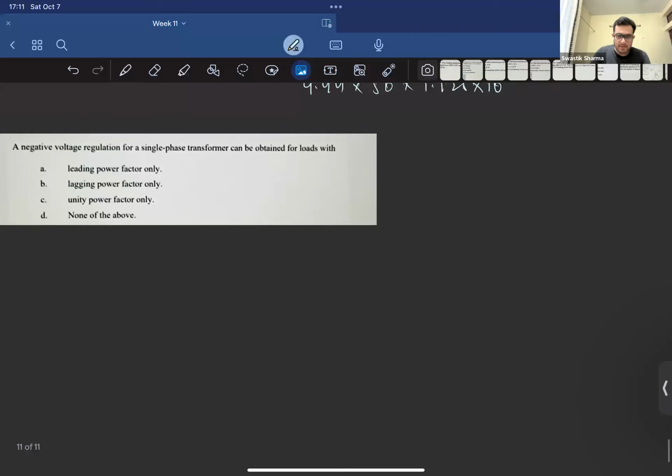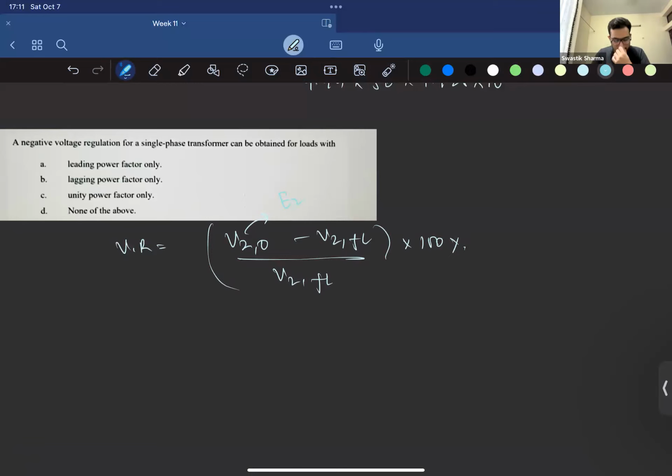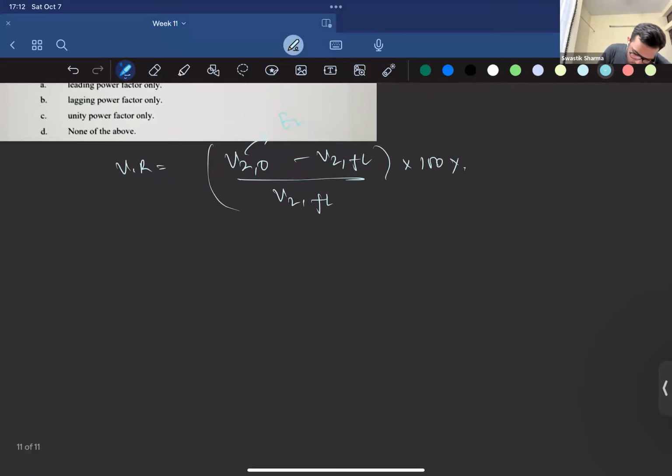So remember, I told you we'll discuss it over here. Voltage regulation, I've already told you, is V2 at no load minus V2 at full load upon V2 at full load. This no load V2 is nothing but E2, right? If there is no load connected to it, it's simply E2, the induced EMF at the secondary side. So let's talk about unity power factor first.